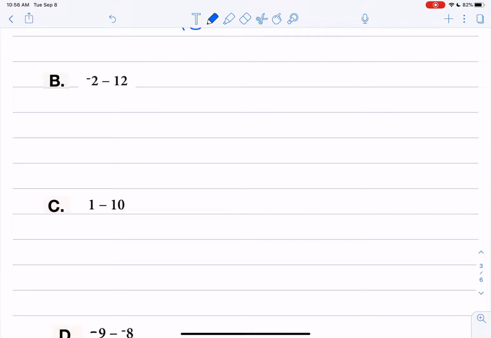Step 1, change that subtraction sign to addition. Okay, so this is going to be negative 2 plus, and then change the second number sign to the opposite. Well, this is a positive 12. So then it's going to become a negative 12. Okay, positive 12 to a negative 12. So you could just do this on your paper.